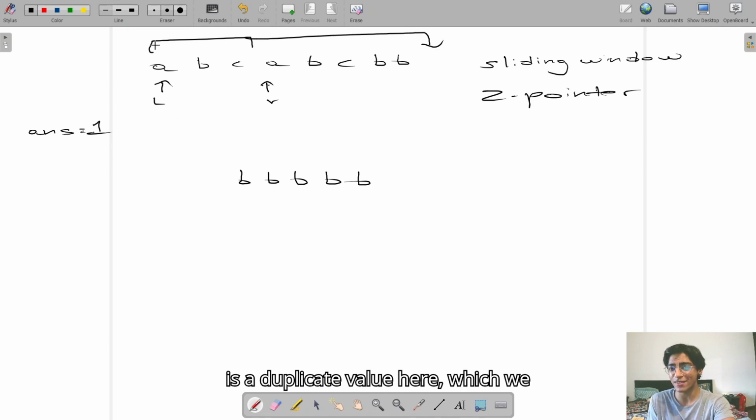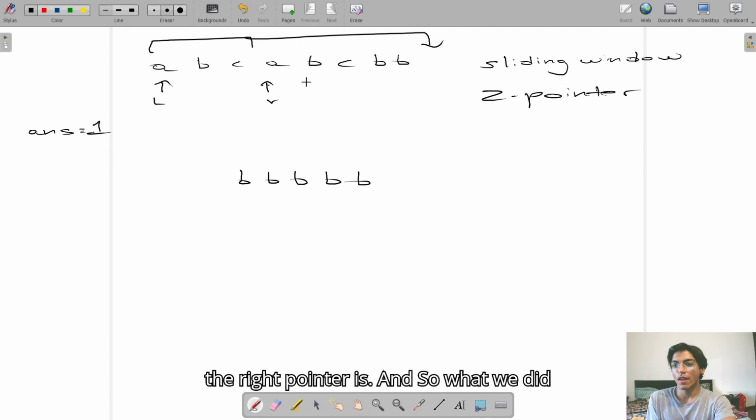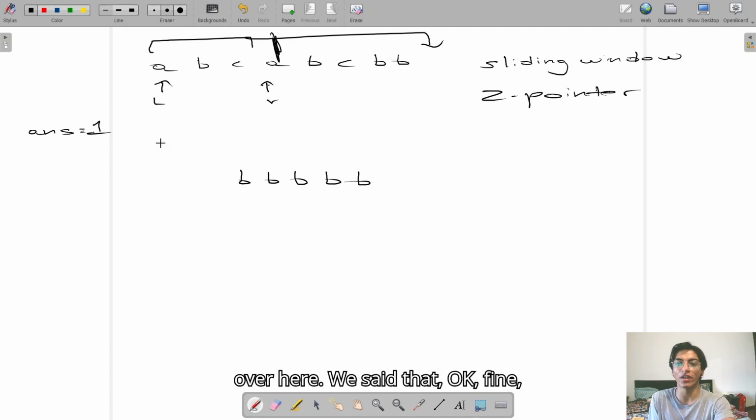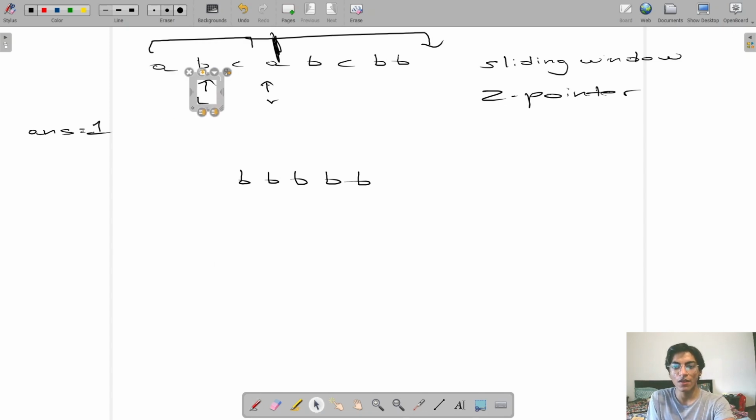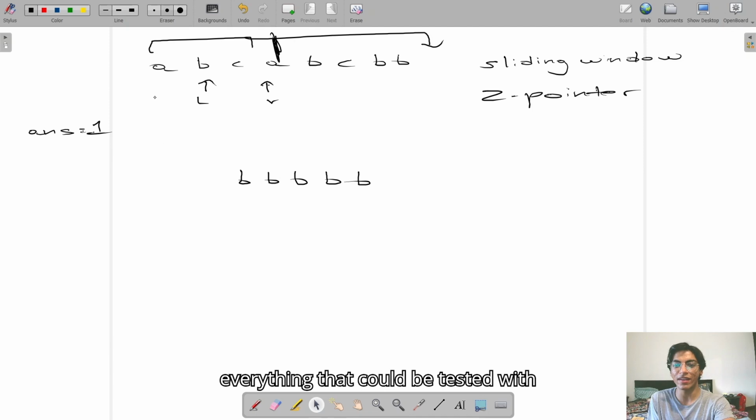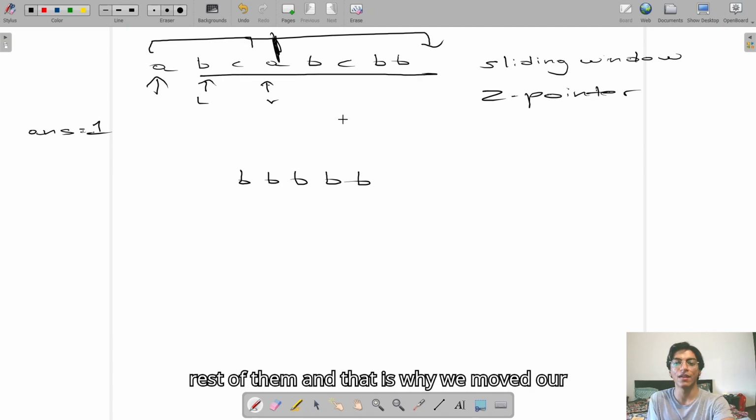We realize, okay, this is a duplicate value which we encountered at index number 3, which is where our right pointer is. And so what we did was that we stopped processing exactly over here. We said that, okay, fine, this A is not relevant anymore. So we move our left pointer because everything that could be tested with this particular A character has been tested. So we move forward, test the rest of them. And that is why we moved our window. All right. And that's basically how you solve this question.